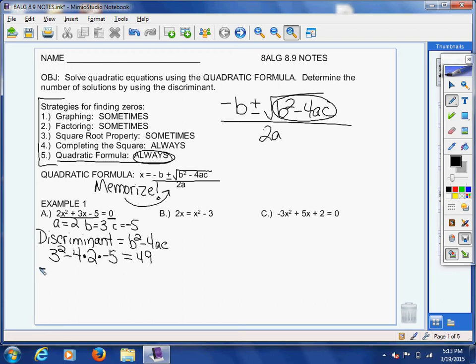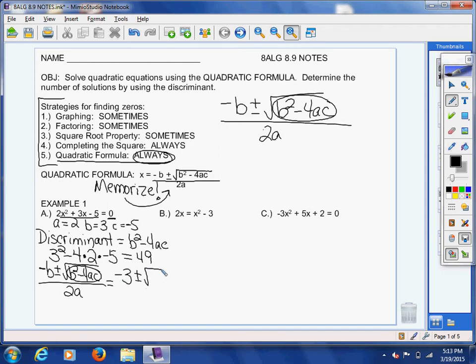We want to plug into the formula negative b plus or minus the square root of b squared minus 4ac over 2a. Okay, it's going to be real simple to plug in because we know this part already. We just calculated it. So negative b, we want to take the opposite of b. Well, b is positive 3. So the opposite of that would be negative 3.